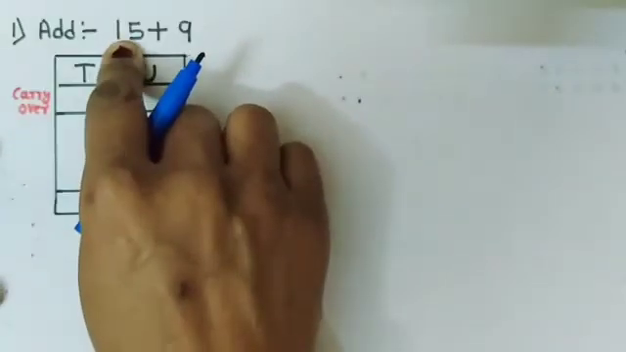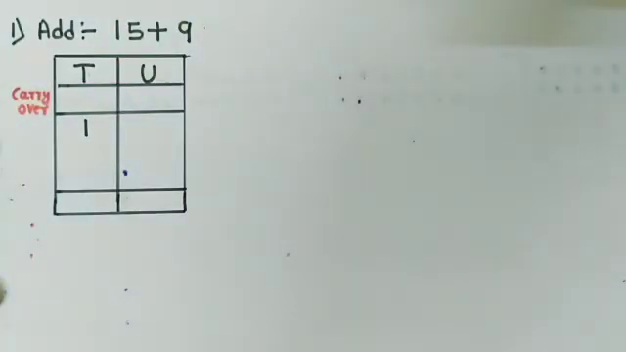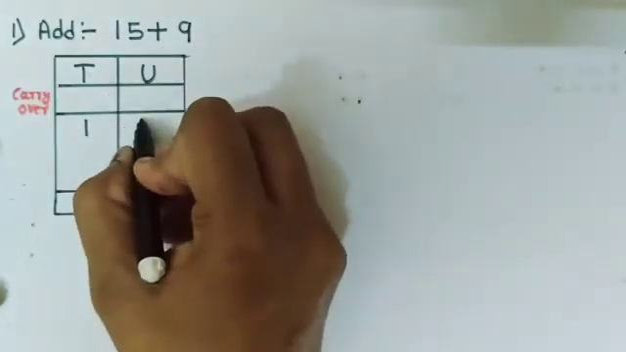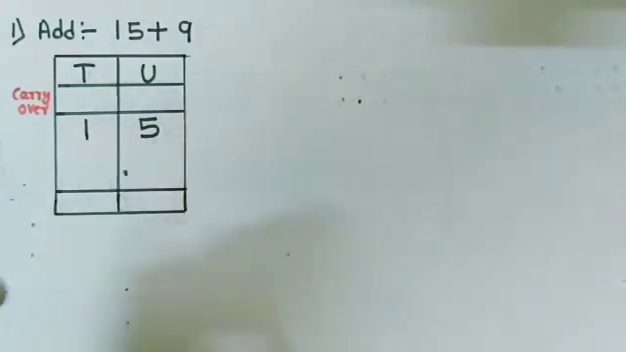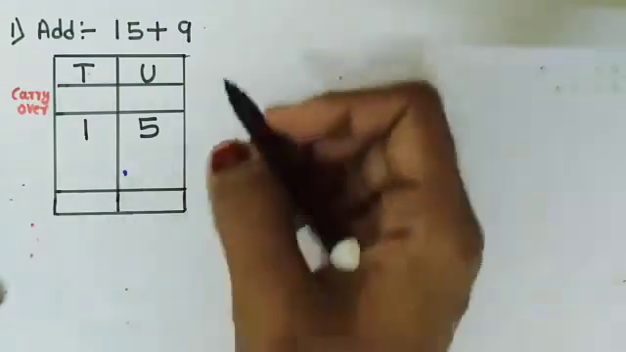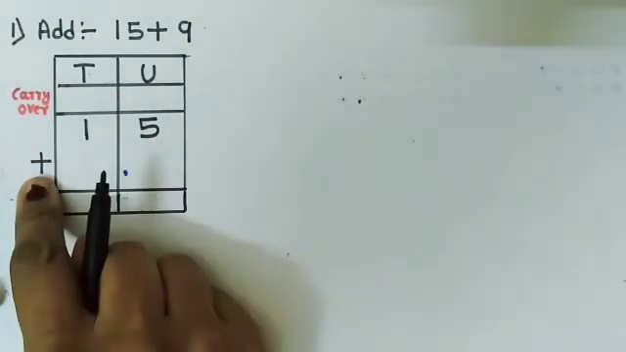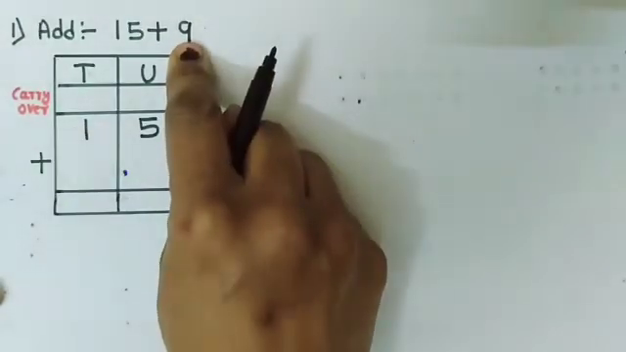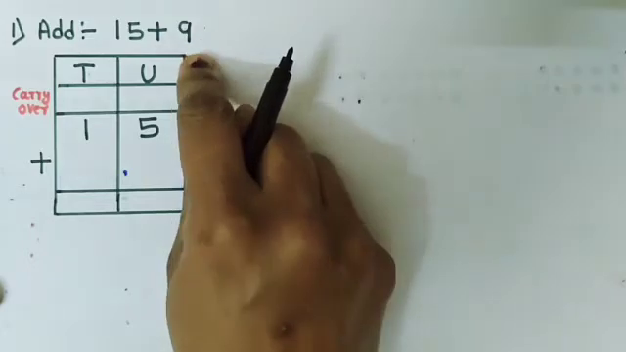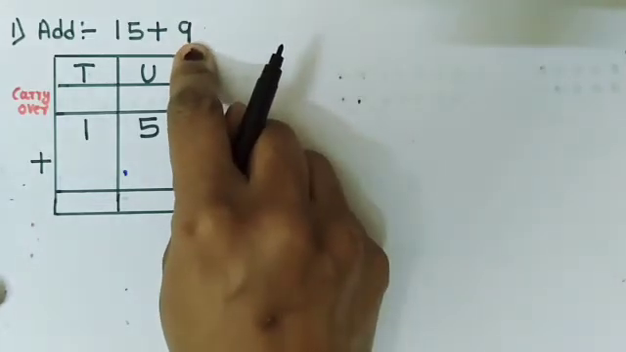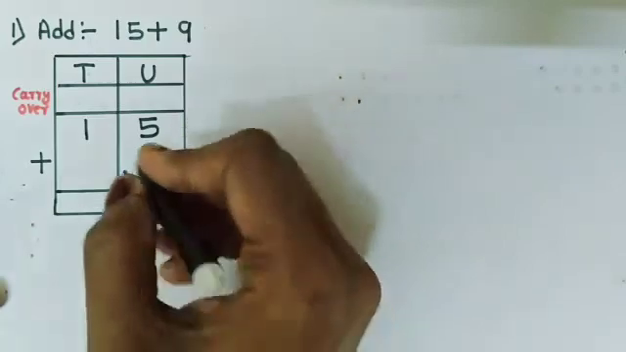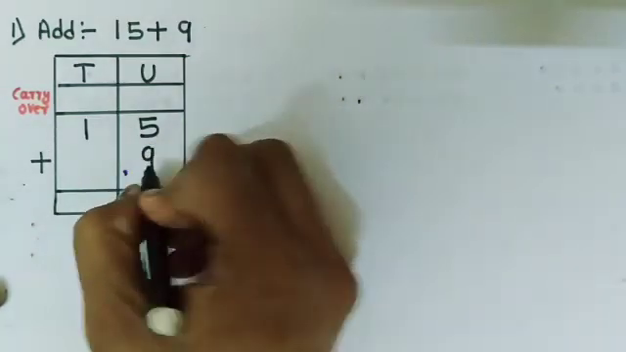Here we have the number 15. So I will write in that 15, 5 is at the unit place and 1 is at the tens place. So we will write 1 in the tens place. And we have to add. So I will put the sign of addition here. And the next number is 9. 9 is of 1 digit. So we have to write it in the unit column.